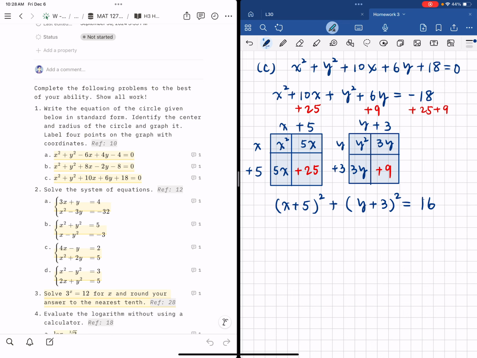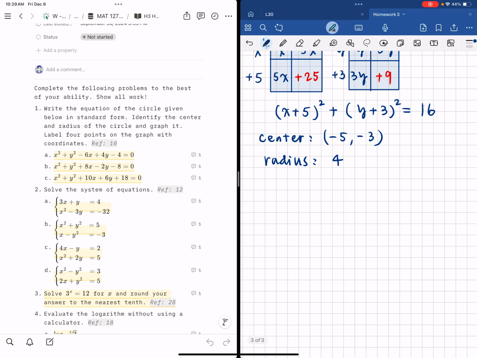Okay, let's identify the center and the radius. Center will be the opposite numbers that you see inside. So that'll be negative 5, negative 3. And then radius will be the square root of 16. So that's 4.